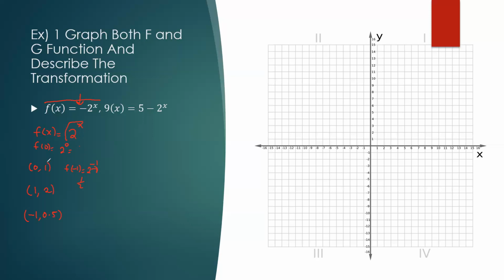So you start with these coordinates, right? And then all you do is multiply the y value by -1. So (0, 1) will now be (0, -1). (1, 2) will be (1, -2). And then (-1, 0.5) will be (-1, -0.5). And that's it. That would be this graph.